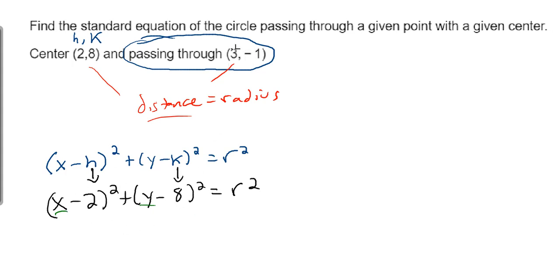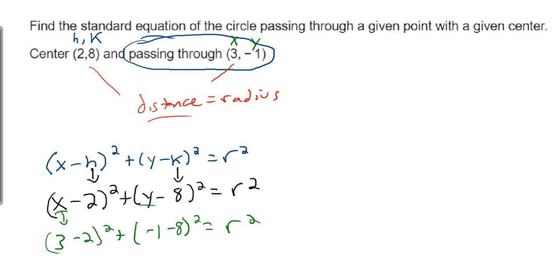So I'll take this point that they gave me on the circle, and temporarily, this is only temporary, we'll temporarily plug that in for x and y, right? 3 is the x coordinate, -1 is the y coordinate. We'll plug that in for x and y. So we'll have 3 for x, so we get 3 minus 2 squared here, and we're going to get -1 for y.